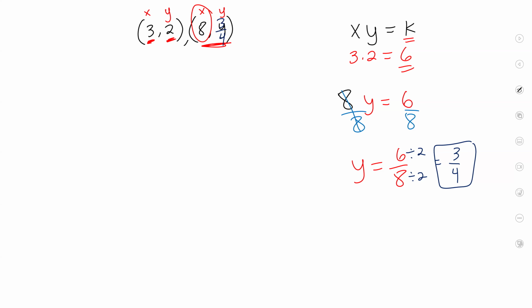You want to test it and make sure it's right? 3 times 2 gives you 6. Yay, that worked. When you multiply this X and Y, 8 times 3 over 4, 8 times 3 is 24, divided by 4 is 6. You get 6 every time you multiply X and Y. So the missing Y was 3/4.